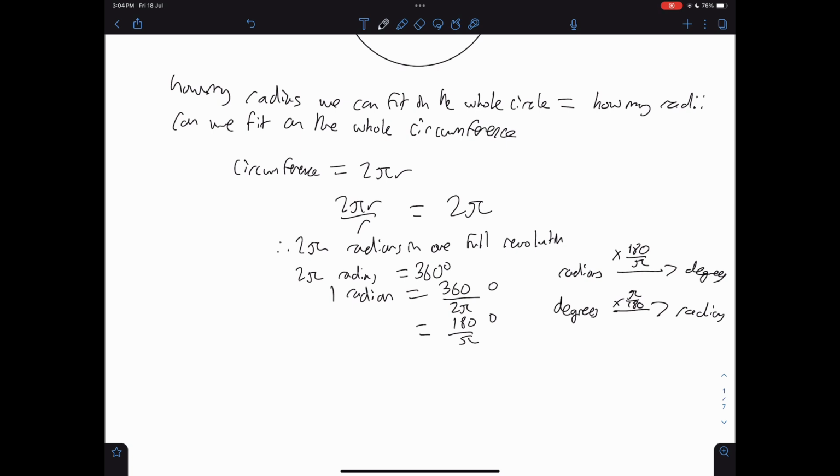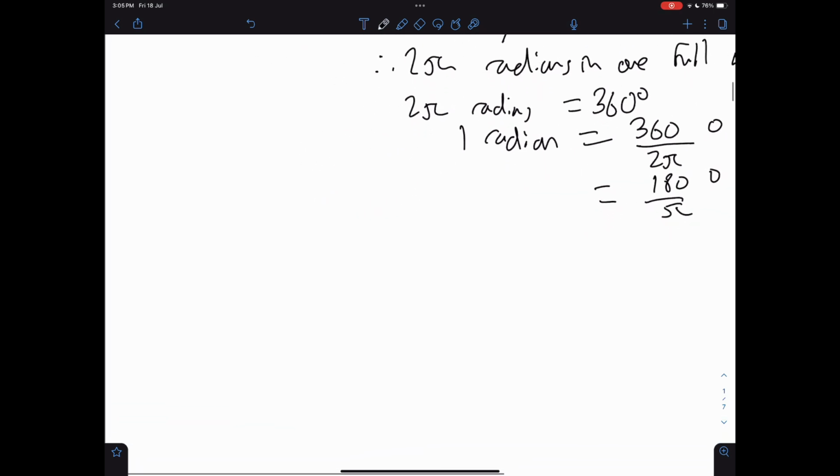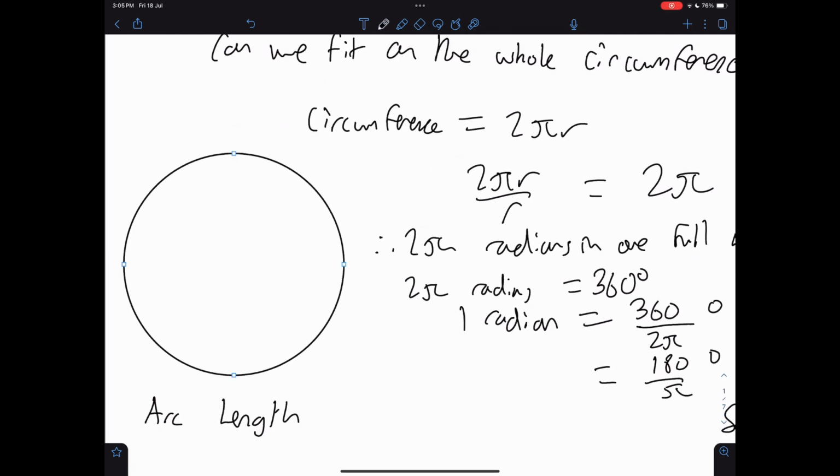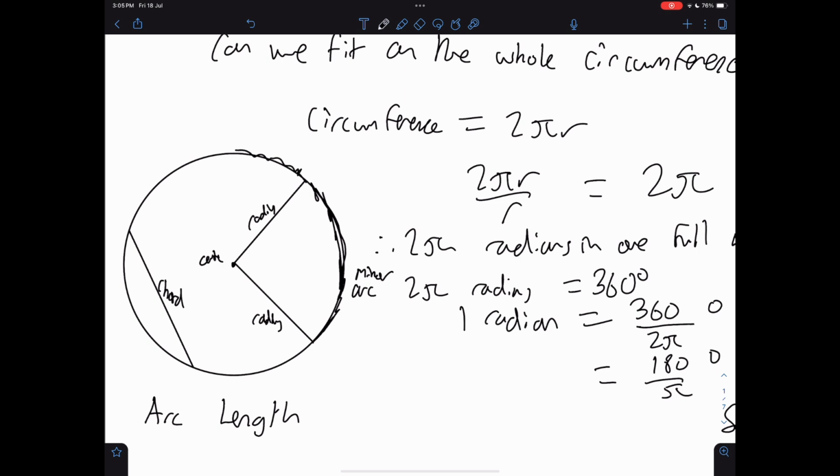And now we can start applying this to two things: arc length and sector area. Just up here I'll draw another circle. This line here is called a chord, and if it goes to the centre, this is a radius. Then this is another radius, and this thing on here is called an arc. This is actually the minor arc, because you could also have an arc over here, which is your major arc. Now this thing here formed by that chord is called a segment, and this thing here is called a sector.